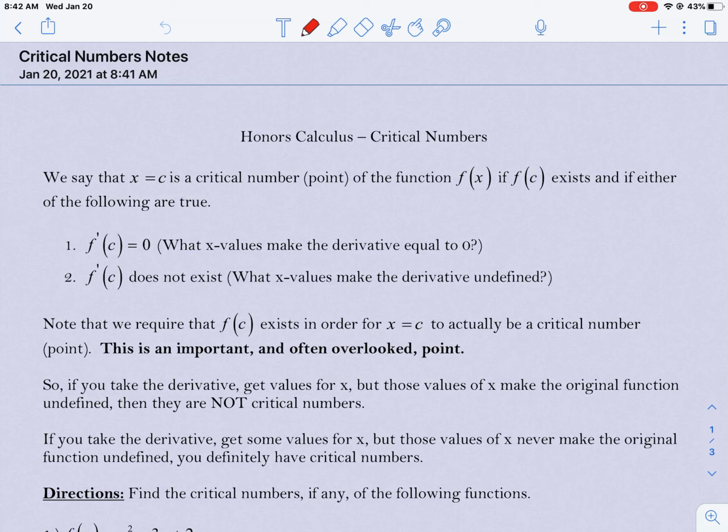So let's get started. Today we want to look at what a critical number is. This will move us into the next chapter of what we're doing in calculus. So let's get right to it.